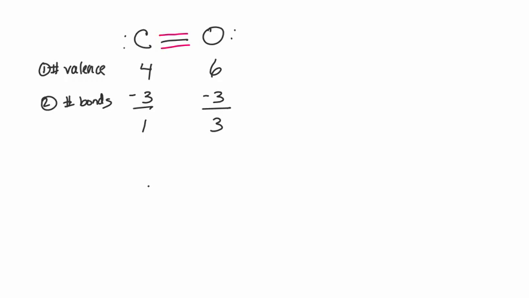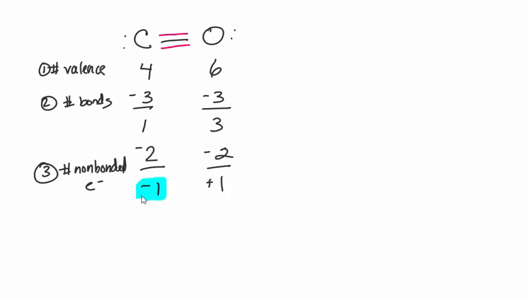Then we're going to subtract the number of non-bonded electrons. This is not the number of pairs, this is the number of electrons. Carbon has 2 non-bonded electrons. Oxygen has 2 non-bonded electrons. So the formal charge on carbon in carbon monoxide, when it's drawn this way, is a -1. The formal charge on oxygen when drawn this way is a +1.